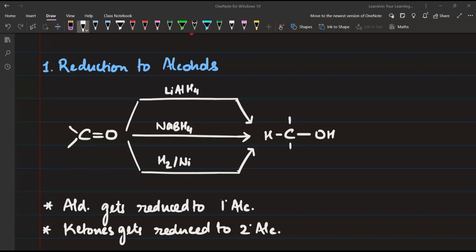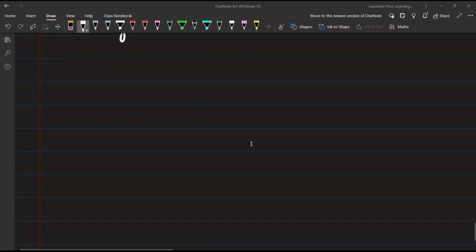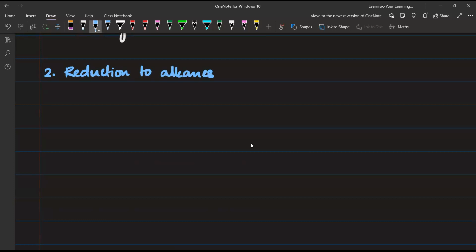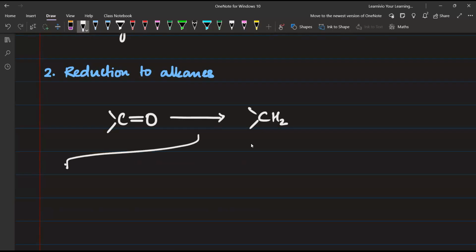Done. Great. Write the second, reduction to alkane. What will happen in reduction to alkanes? The carbon will have two bonds like this and a double bond with oxygen. The two bonds will be as it is, nothing will happen to them. This double bond oxygen will be converted to H2. This is a reduction. Now, there are two ways in which we can do this reduction. One is known as Clemmensen reduction and the other one is known as Wolff-Kishner reduction.